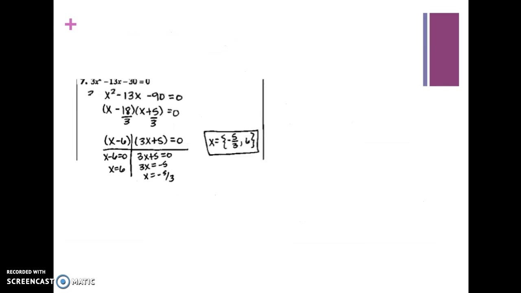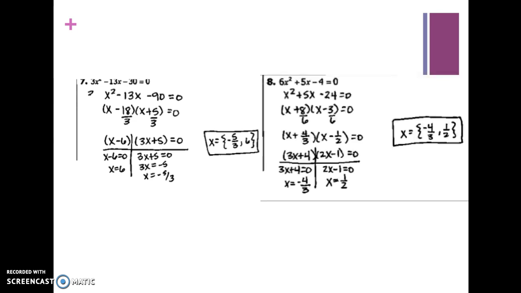Number 7, 3x squared minus 13x minus 30 equals 0. Once I go ahead and factor this, you see the work there, and I set each side equal to 0. Then I have x equals negative 5 thirds and 6. Number 8, 6x squared plus 5x minus 4 equals 0. I have x squared plus 5x minus 24 equals 0. So I go ahead and factor it, and I set each side equal to 0. Now my solution set is x equals negative 4 thirds and 1 half.